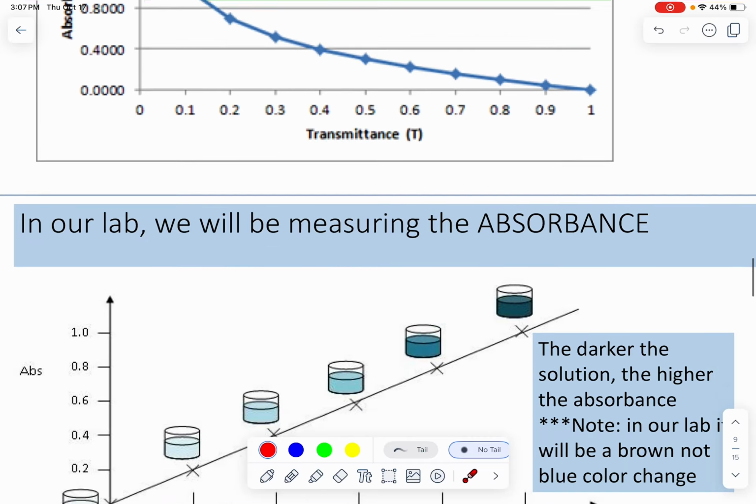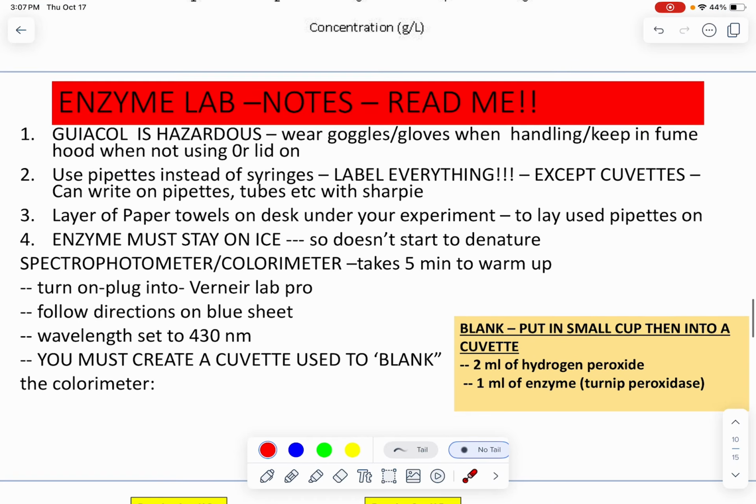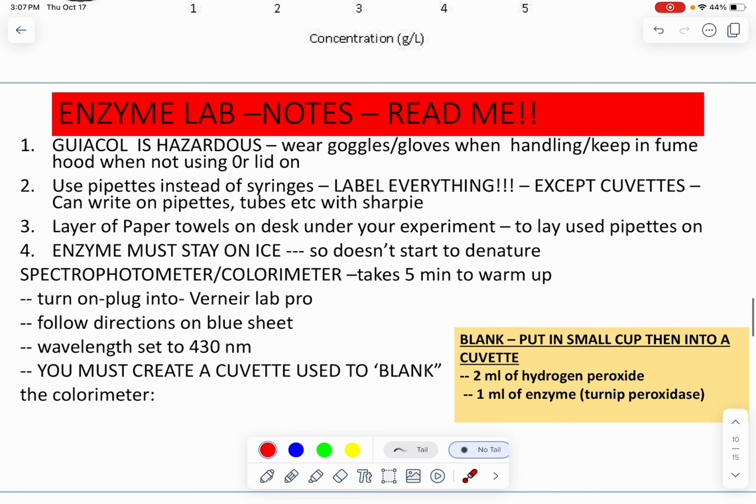Okay, so just a couple of things here. This slide I'm actually going to have up when you're doing the lab. So some of this doesn't really matter, but glycol, the indicator that turns brown, is hazardous, so I'm going to have it in the fume hood, and we don't want to be breathing it. We're going to use pipettes. I'm going to go over the procedure here. But one thing you have to do with the spectrophotometer is what we call blanking it or calibrating it.